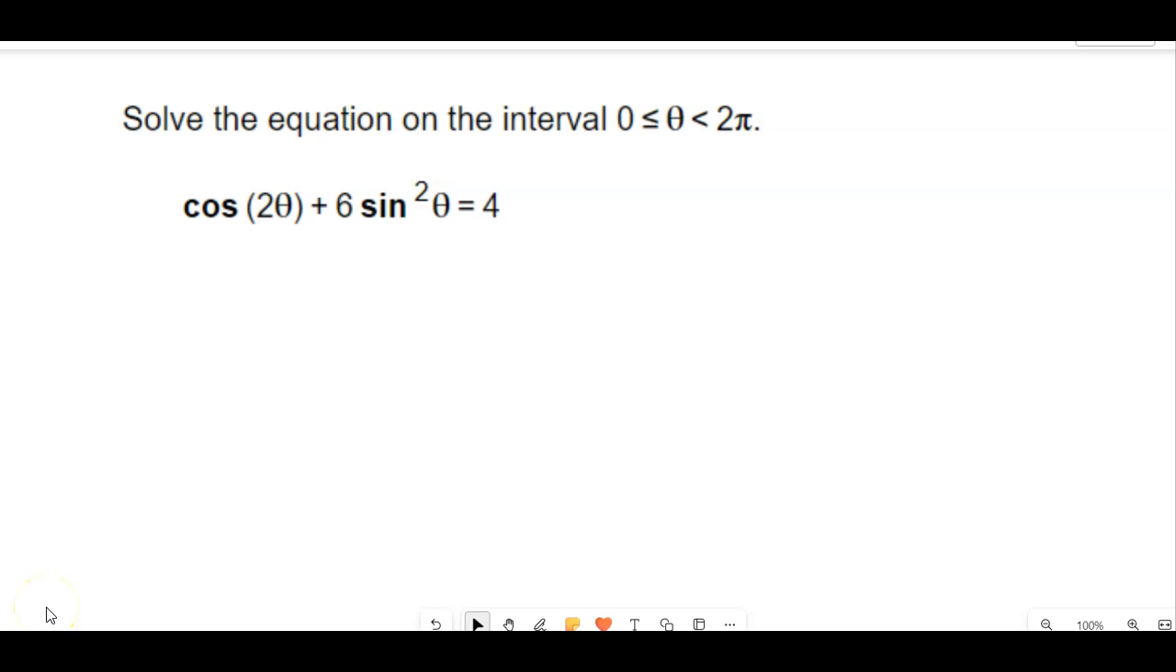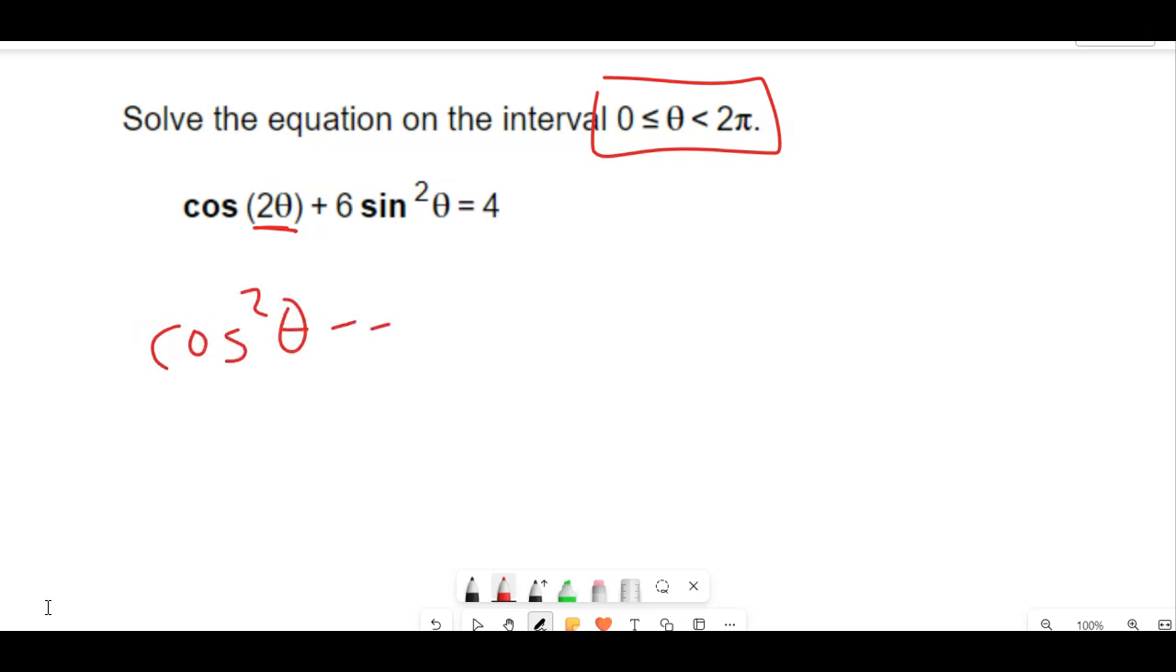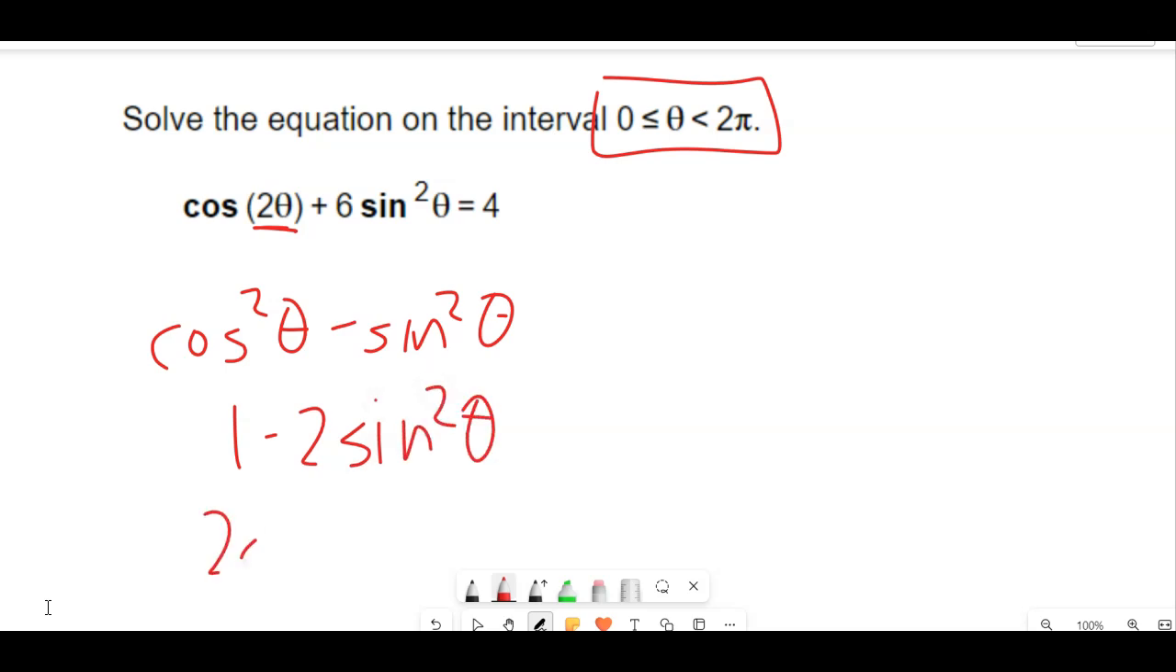Hey trig class, let's look at solving an equation that involves a double angle within an interval. What we have to do here is understand that cosine of 2 theta has more than one representation. It can be cosine squared minus sine squared. It can be 1 minus 2 sine squared. Or it can be 2 cosine squared minus 1. So I have all these different variations.